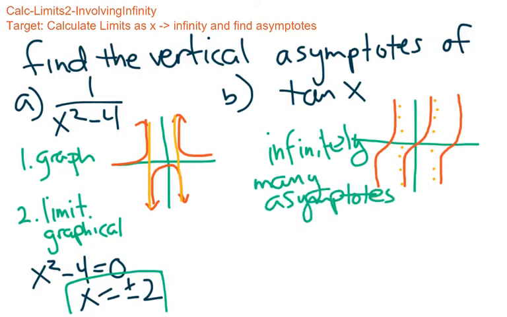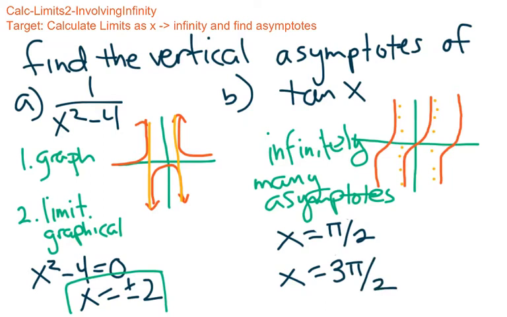So this one's more of a graphical and sort of memory deal. If I'm on the tangent curve and I'm approaching this value where the asymptote is, I could recall that that's going to be pi over 2. So x equals pi over 2 is one of my answers. And then since the tangent function has a period of pi, then x equals 3 pi over 2 is the next one. So the answer is every odd multiple of pi over 2.